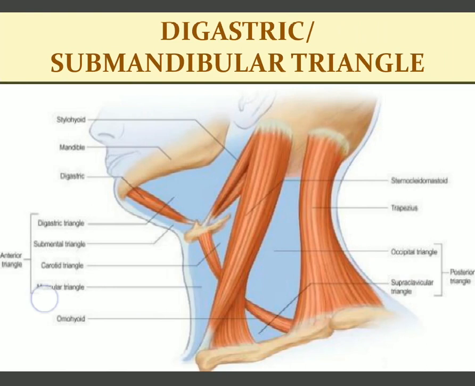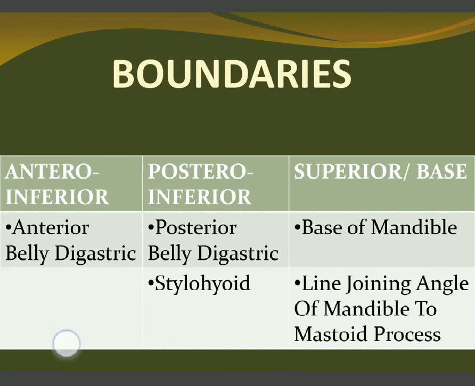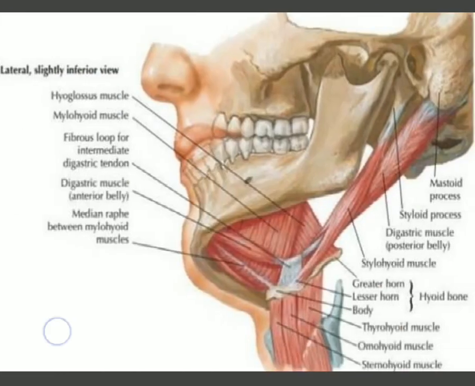Next is the digastric or the submandibular triangle. The triangle that you can see here is known as the digastric or the submandibular triangle because this is the submandibular region. This triangle is formed anteroinferiorly by the anterior belly of the digastric. This is the anterior belly of the digastric. So anteriorly and inferiorly it is formed by this.